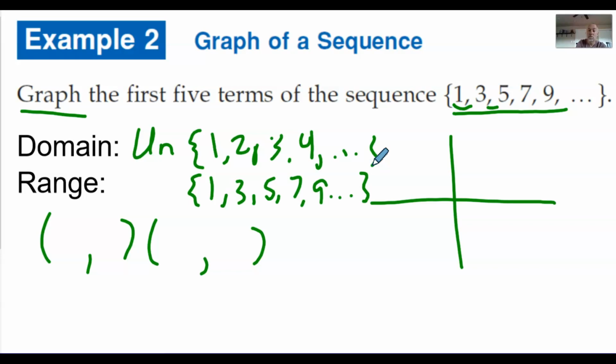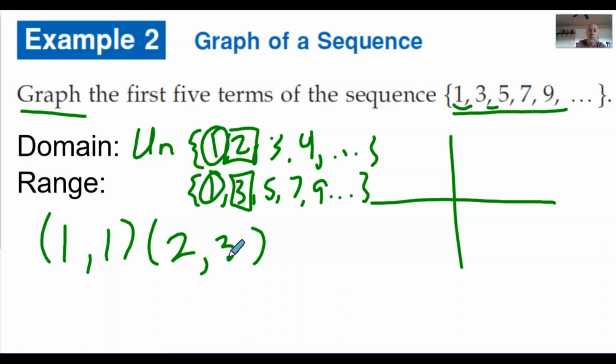So you can make a list of ordered pairs. The first term is 1. That's 1, 1. The second term is 3. That's an ordered pair, 2, 3. The third term is 5. That's another ordered pair, 3, 5. And then you just graph those points on a graph.